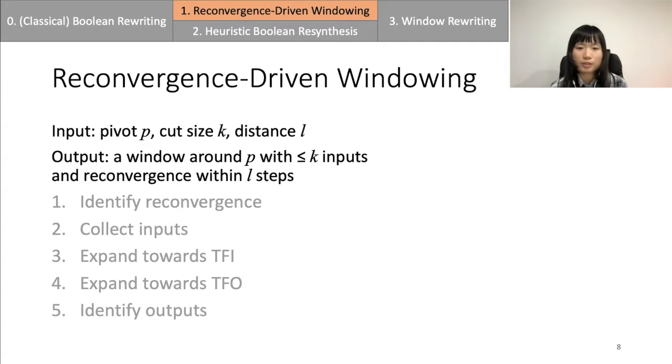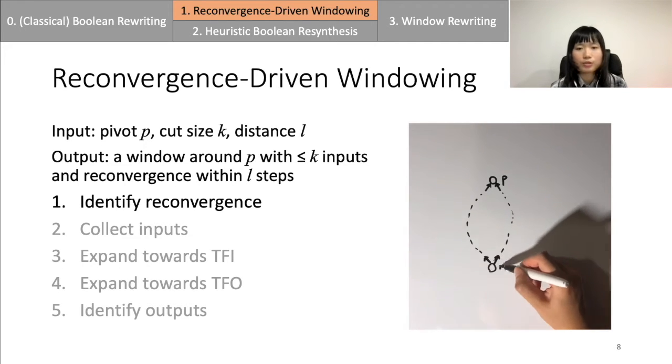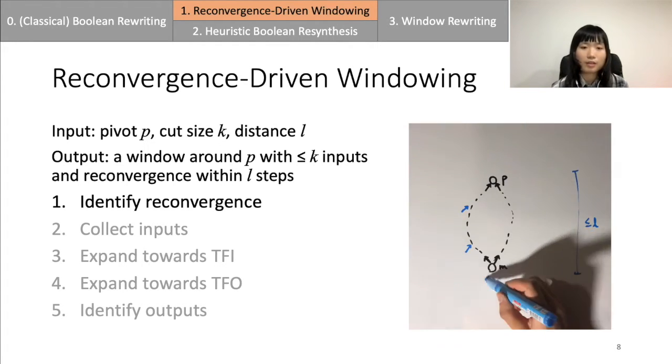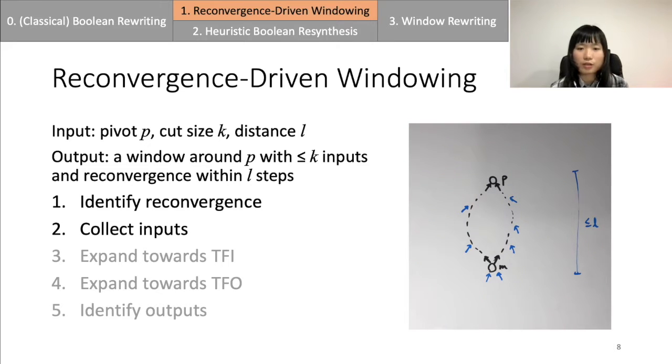Given a pivot node and two parameters k and l, our reconvergence-driven windowing algorithm aims at constructing a window around the pivot node with at most k inputs and reaches reconvergence within l steps. First, starting from the pivot, we do a breadth-first search towards its transitive fan-in to find a reconvergence. A reconvergence is two paths starting from the same node and ending again in the same node. Then, we collect the side fan-ins on the reconvergent path to form a set of support.